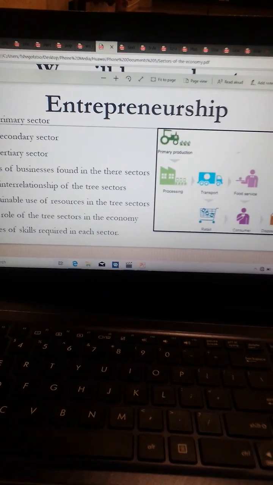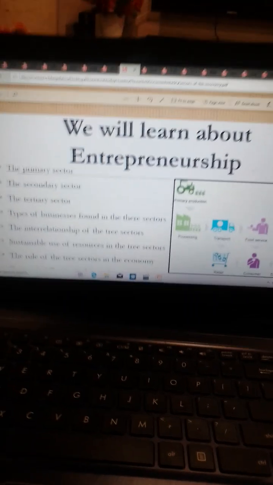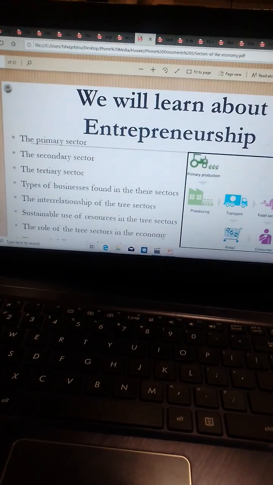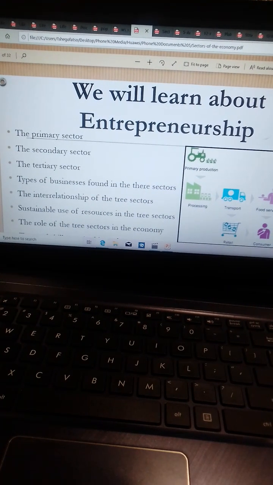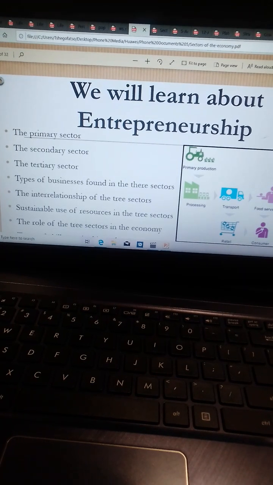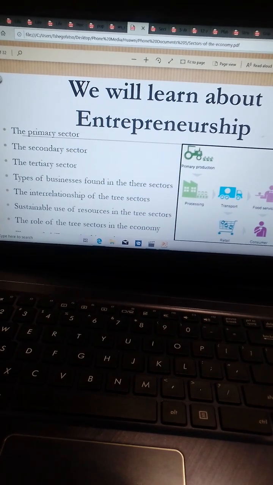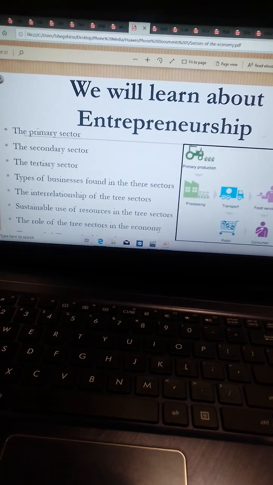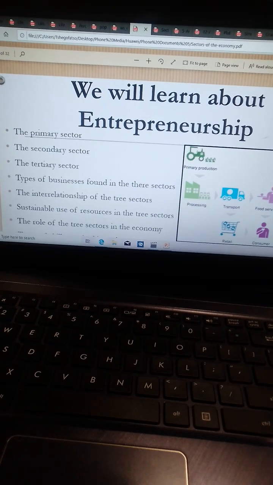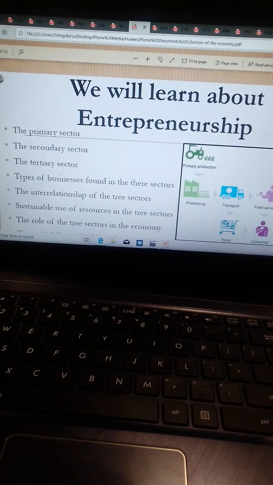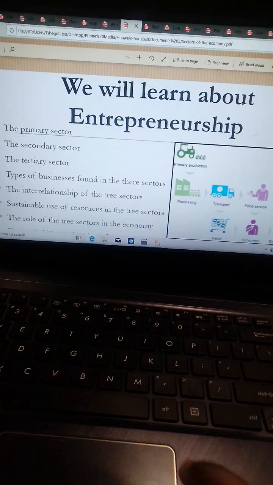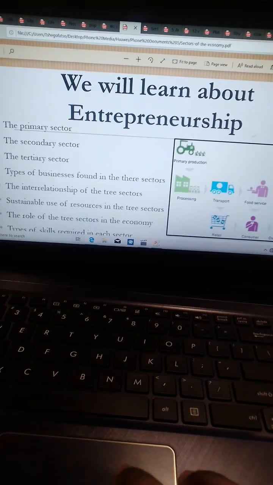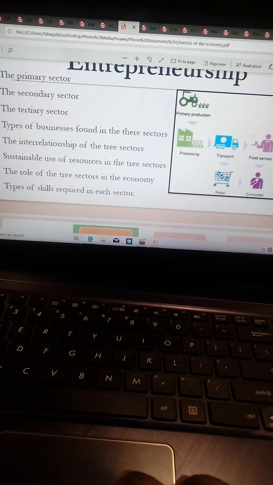So in sectors of the economy, we will learn about entrepreneurship, right? Now there are three main business sectors, which are the primary sector, the secondary sector, as well as the tertiary sector. We'll also be discussing the types of businesses found in the three sectors, as well as the interrelationship of the three sectors, sustainable use of resources in the three sectors, the role of the three sectors in the economy, as well as the types of skills required in each sector.